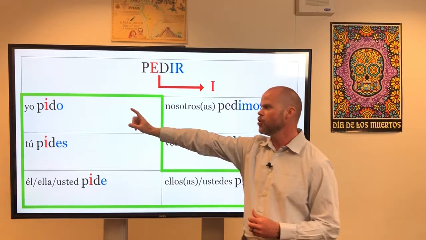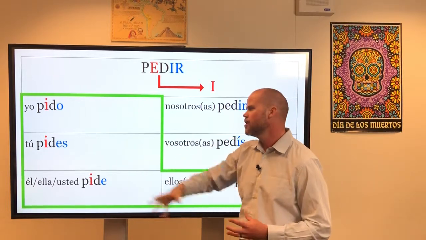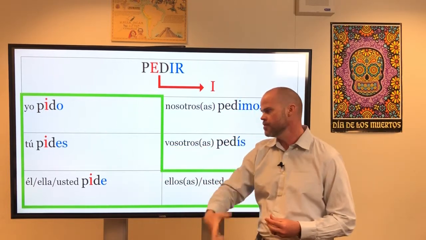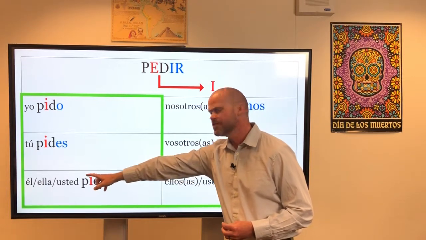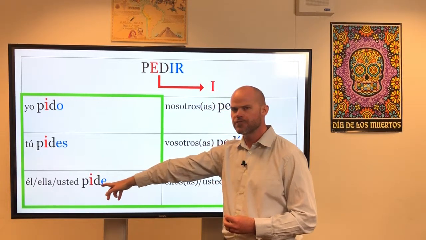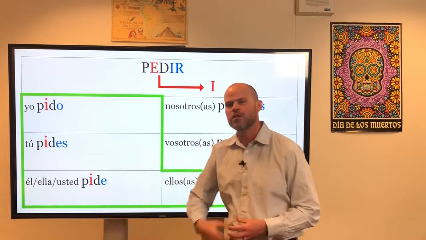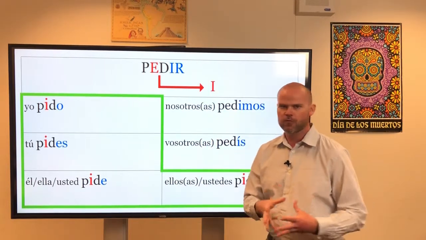So for example, yo pido would be I ask for. Tú pides would be you ask for. Él pide, he asks for. Ella pide, she asks for. Usted pide would be you ask for, you formal, right?